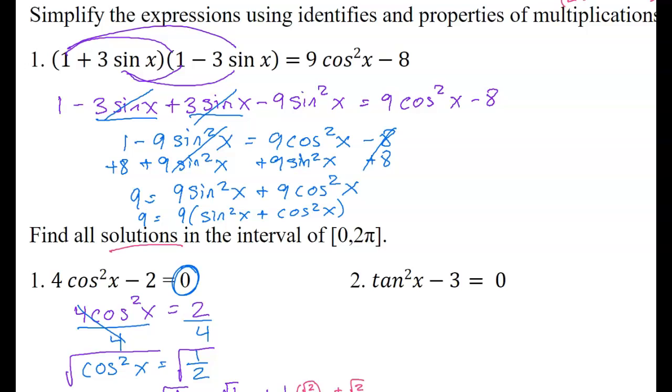Take a look at the Pythagorean identity. It says sine squared of theta plus cosine squared of theta is equal to 1. That means that whenever I'm adding a sine squared function plus a cosine squared function of the same variable, it can be replaced with 1. This whole thing can be replaced with 1. So this becomes 9 equals 9 times, now the whole thing is replaced with 1. So 9 equals 9.